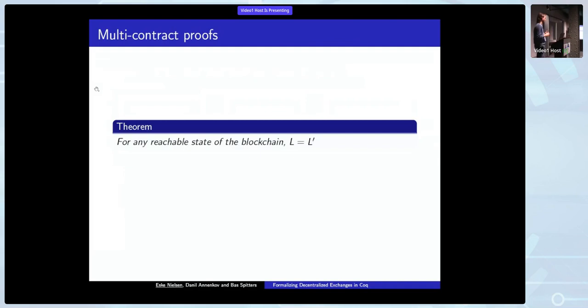And Concert even comes with a very nice induction principle for doing induction over the trace. The problem is that that only works for single contracts. And here we have an invariant with multiple contracts.